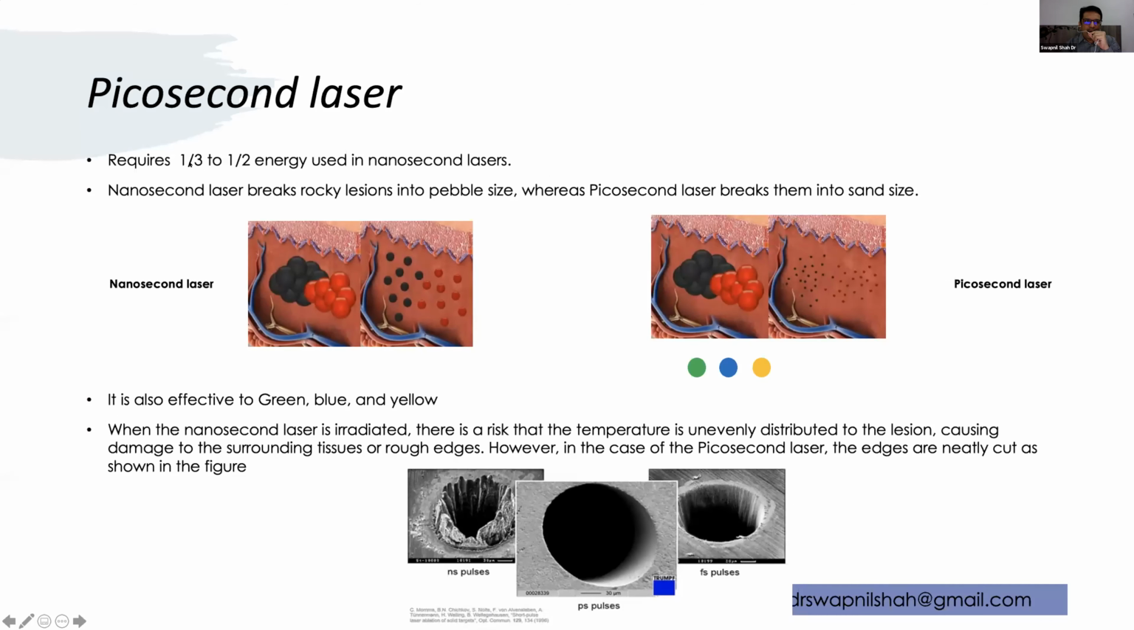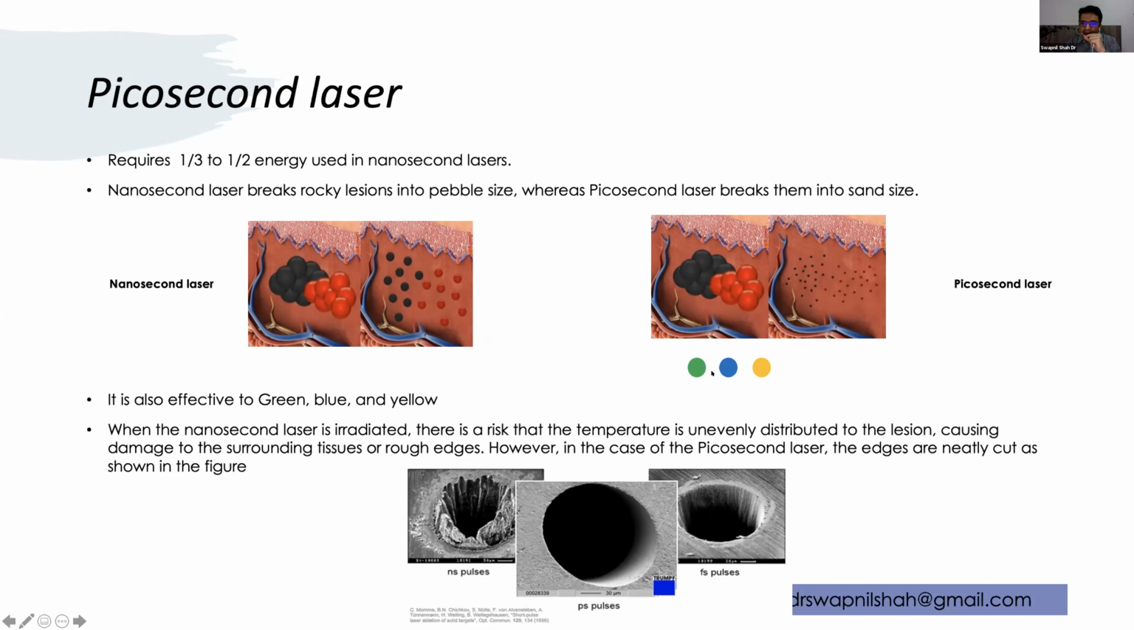So you require one third to one half of the energy used in a nanosecond laser. That makes them extremely safe. Nanosecond lasers break the lesion into pebble size, whereas picosecond lasers break them into sand size. And we know that when treating a pigmented lesion, macrophages take away this broken pigment. The smaller you break it, the quicker macrophages can engulf it and remove it. So it can be used very safely and very effectively in treating pigmented lesions.